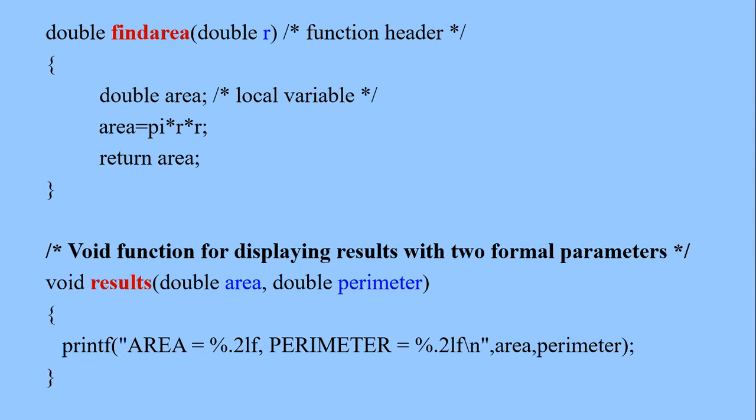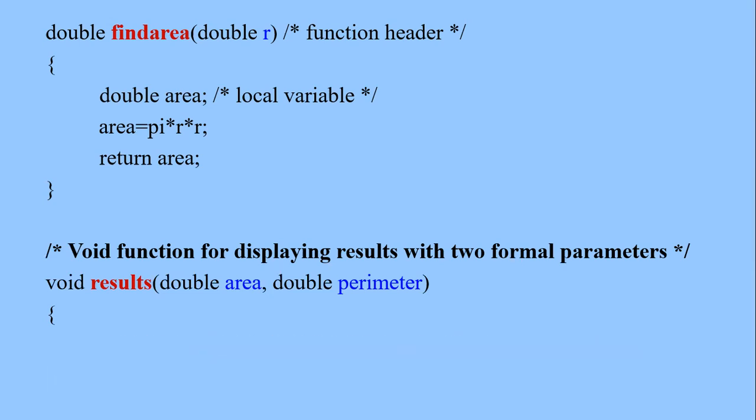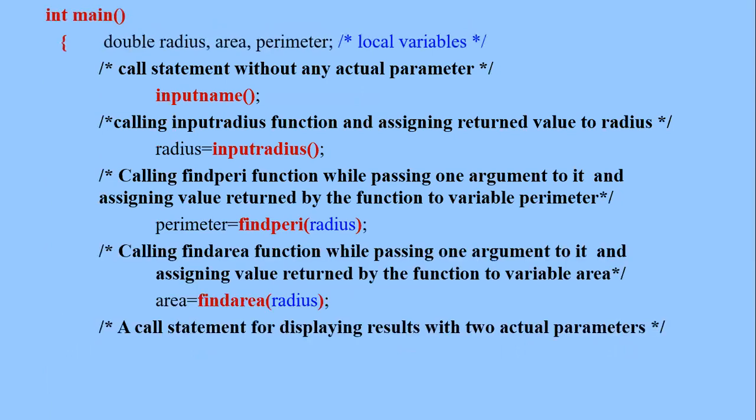Once this function has been done, the control will be taken back to the calling function, which is main. And then what is going to happen? The next statement after results is the end. So once this statement, return 0, is encountered, that will be the end of our program. The control will be taken back to the operating system. And that's all. So input name, input radius, find perimeter, find area, and results are functions. Some void, others non-void.